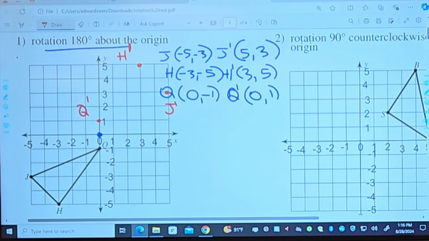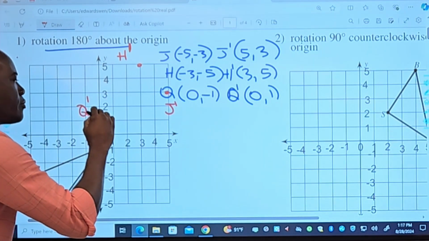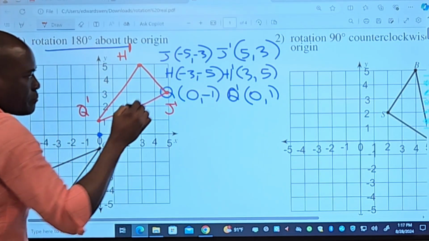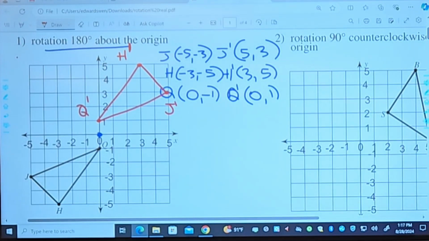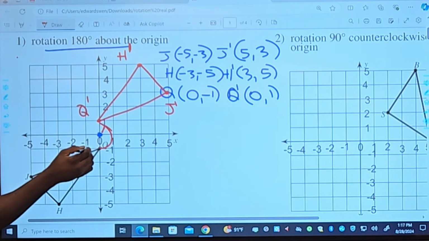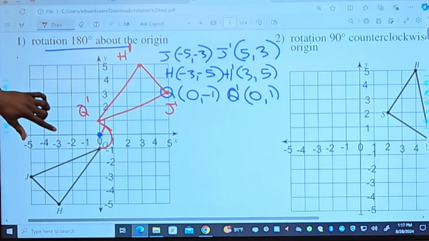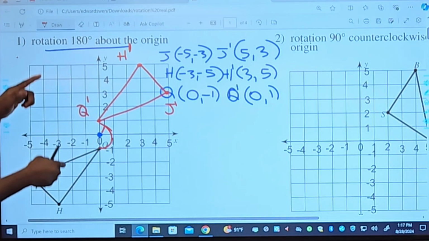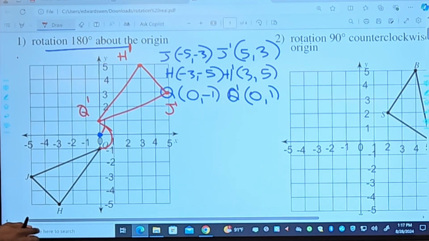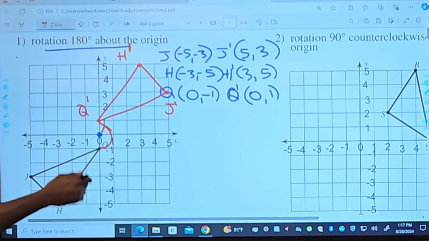What we're going to do now is just reshape our triangle. Take a look. So when you reshape it, you realize that it rotated around this. This is the center. It rotates around it, like that. Everything goes around the center, all the way over. Or you could have gone the other way, all right?